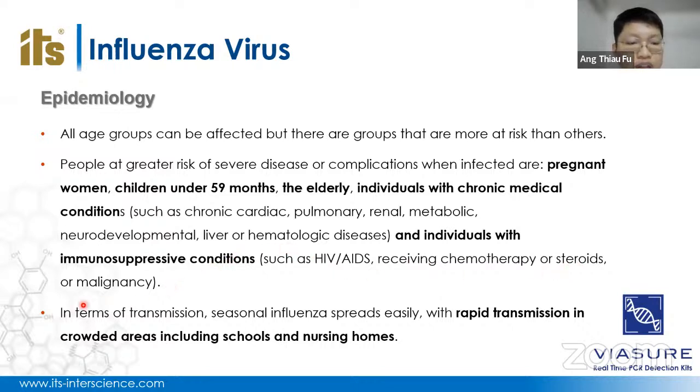So in terms of transmission, normally seasonal flu can spread easily, especially at the right temperature, under the right conditions, and in crowded areas such as schools and nursing homes. Sometimes when you see an outbreak, it mostly happens in hospitals, in school areas, and also in some other nursing homes.